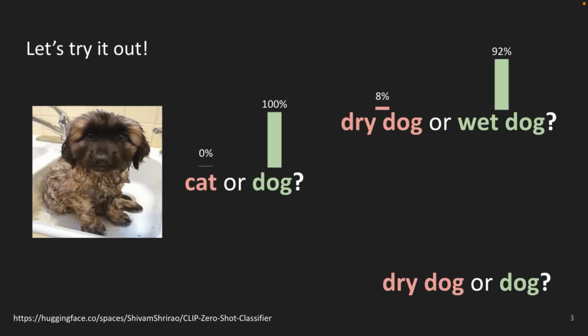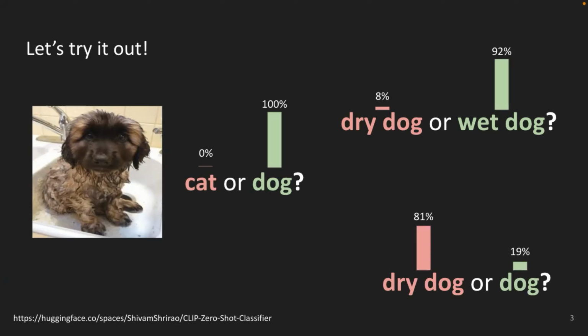But then I tried another thing. What if I ask if it's a dry dog or a dog? I guess I wouldn't show this example if the answer was right, so I already showed it. We got that the output is higher, the score is higher for dry dog. And this is interesting. Of course, maybe there are some features that make the model think that this is a dry dog, but I mean, it's not the case.